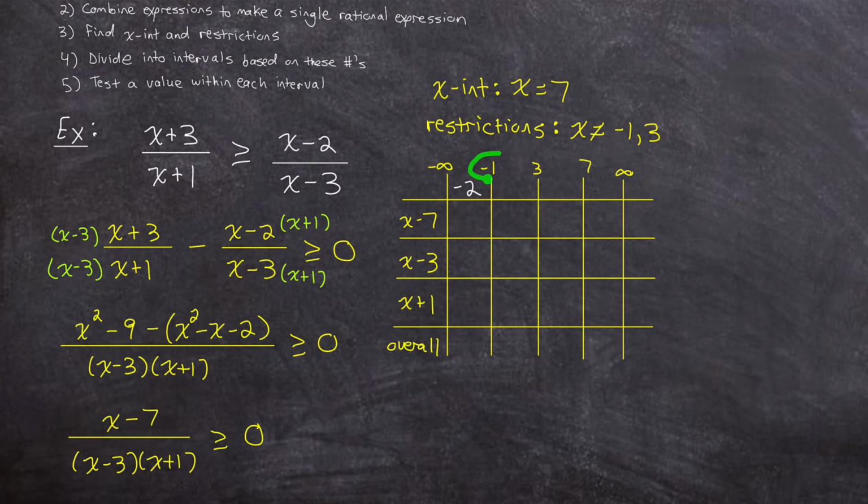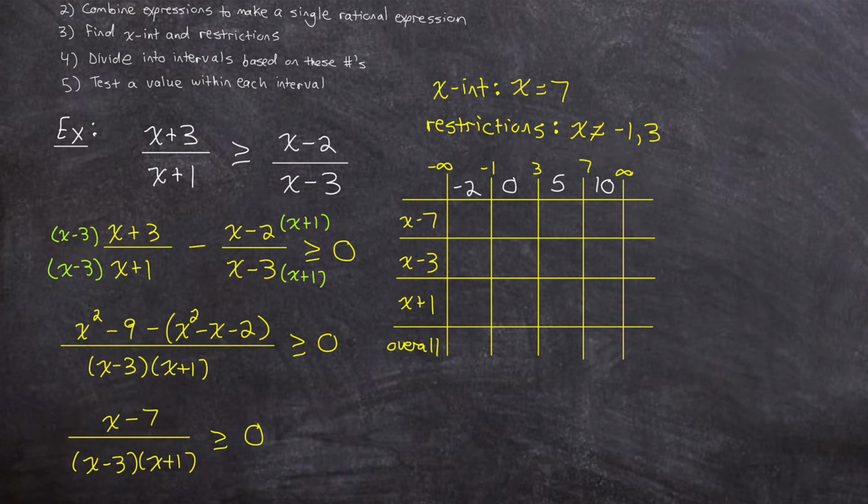And then the next interval is from -1 to 3. I'll choose a test value of 0. And then between 3 and 7, I'll choose 5. And from 7 to infinity, I'll choose 10. And now what I want to do is basically figure out, is this function positive or negative in each of those intervals? So I'll take these test values that I chose, and I'll sub them into this function.